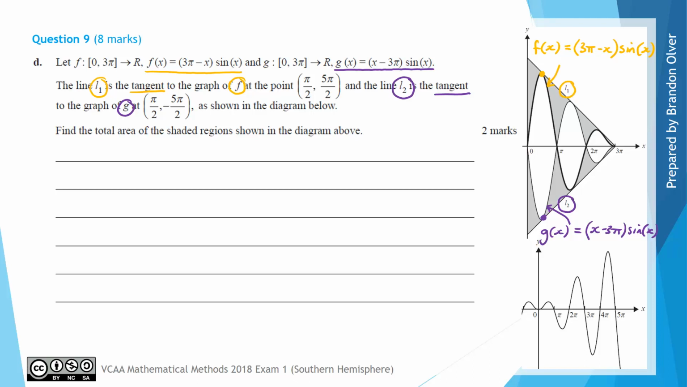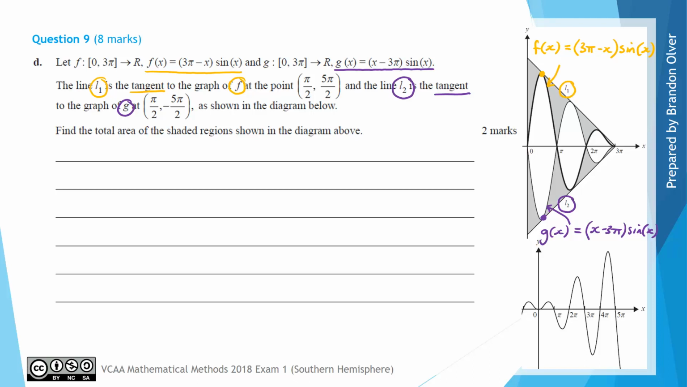So first of all, from part C, we know that the graph that's shown in the bottom right here was translated 3π units in the positive x direction to give the graph that's bolded in the diagram above. And we know that on the original graph of x sine of x, we found a gradient at the point −5π/2. And if it's translated 3π in the positive direction, it becomes a gradient at positive π/2.